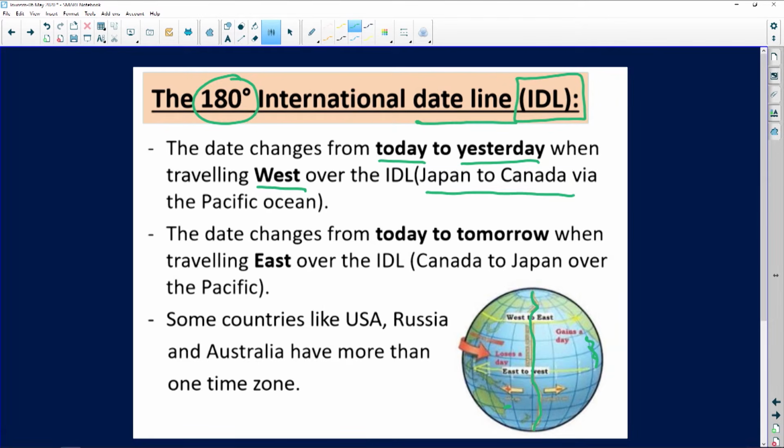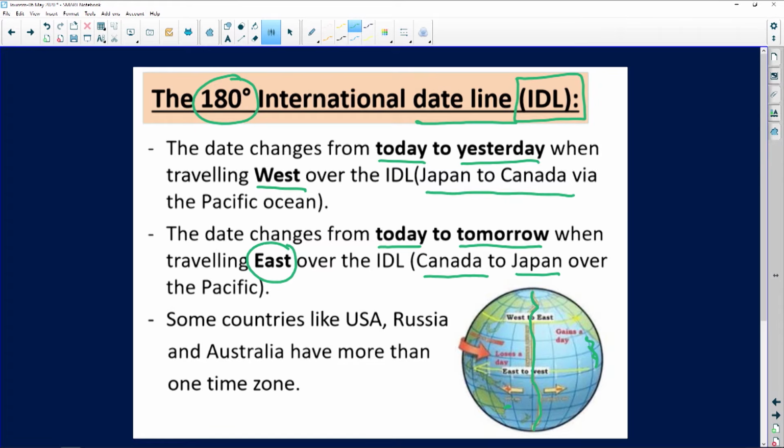The opposite applies as well. The date changes from today to tomorrow's date when you travel east over this international date line. For example, from the west coast of Canada to Japan, which is in the east. Then you have literally changed the date.